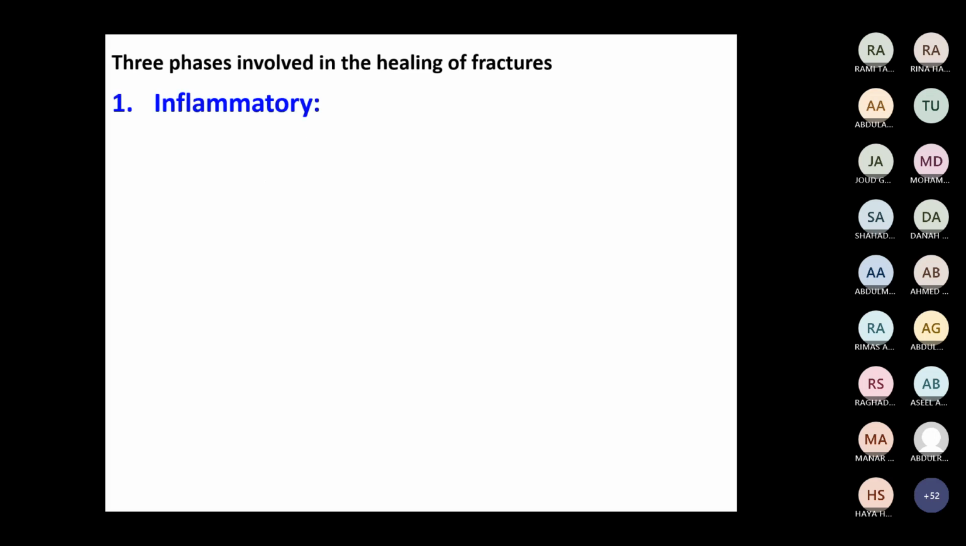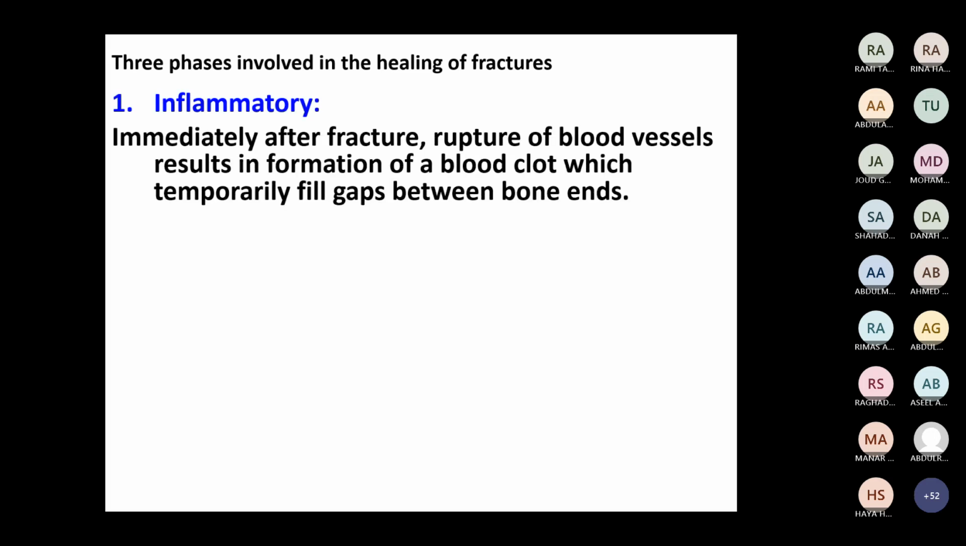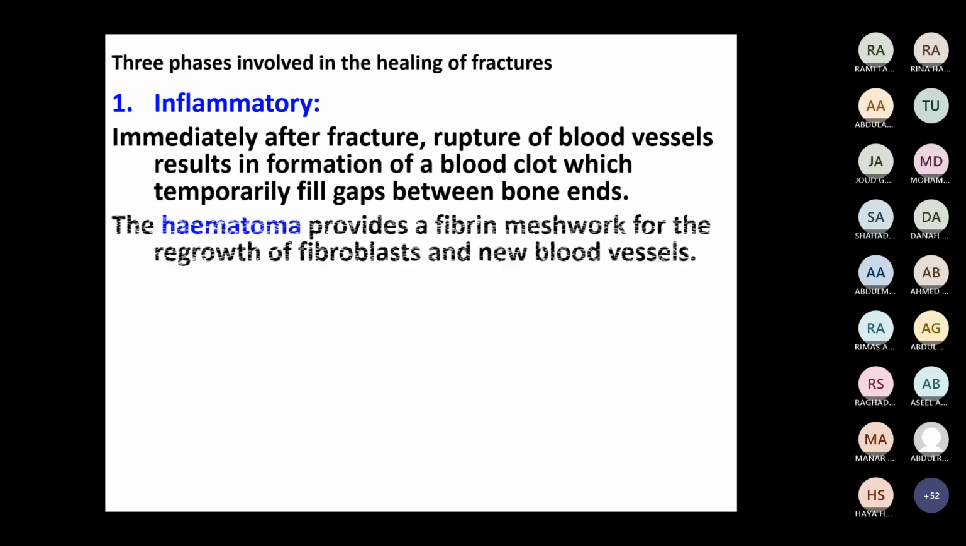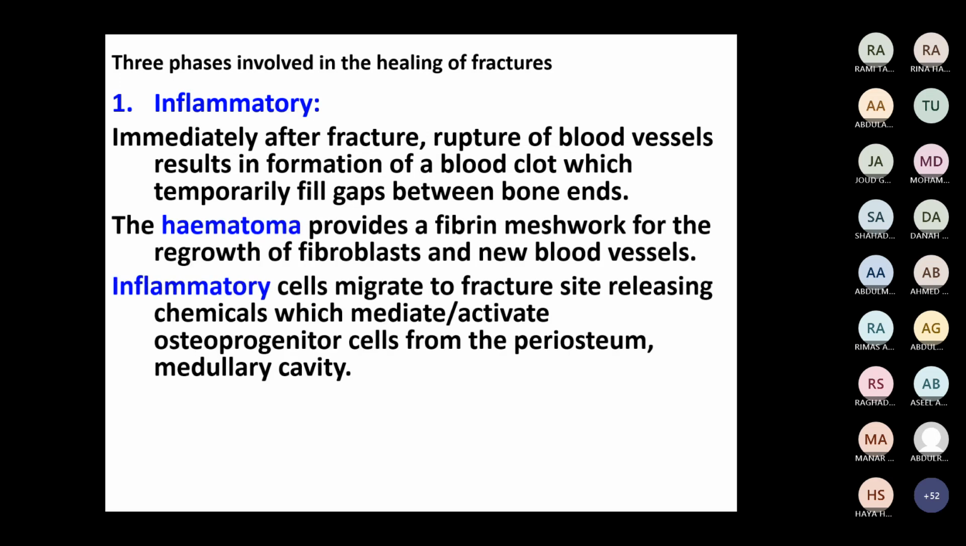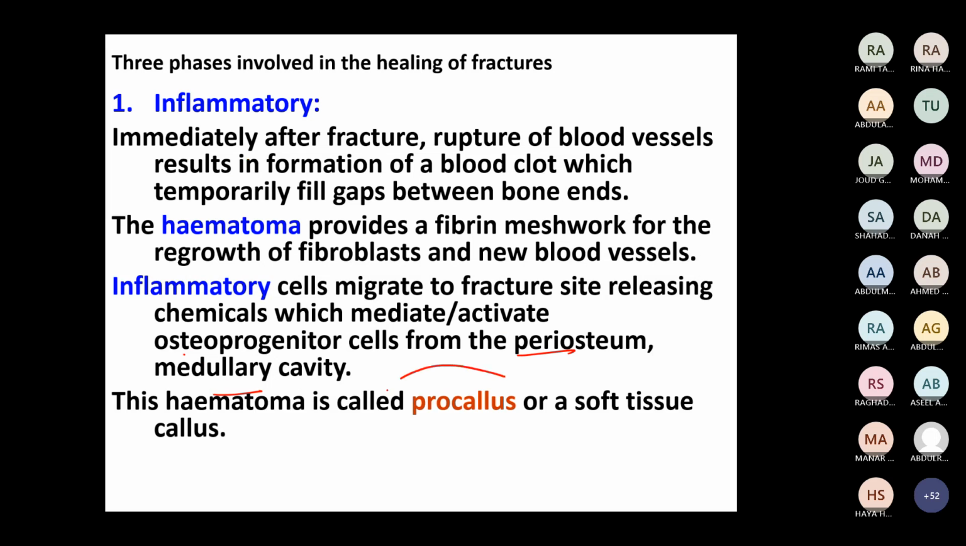Three phases are involved in healing a fracture. Immediately after fracture, rupture of blood vessels takes place. Blood clot, that is hematoma. Then inflammatory cells come up and activate the osteoprogenitor cells in the periosteum and the medullary cavity. I already told you, the hematoma is called a procallus, not a callus. All these things are there.